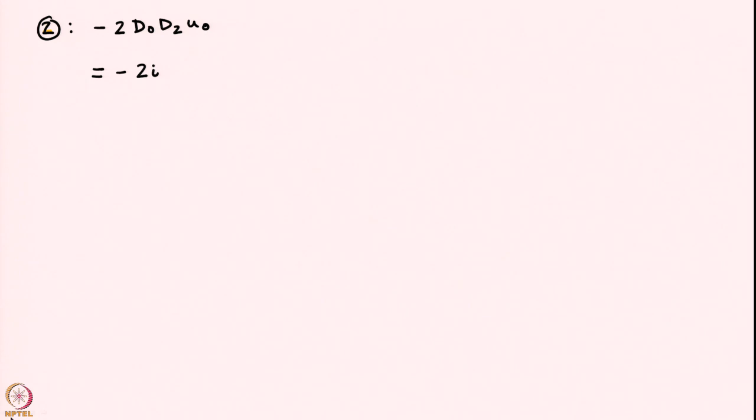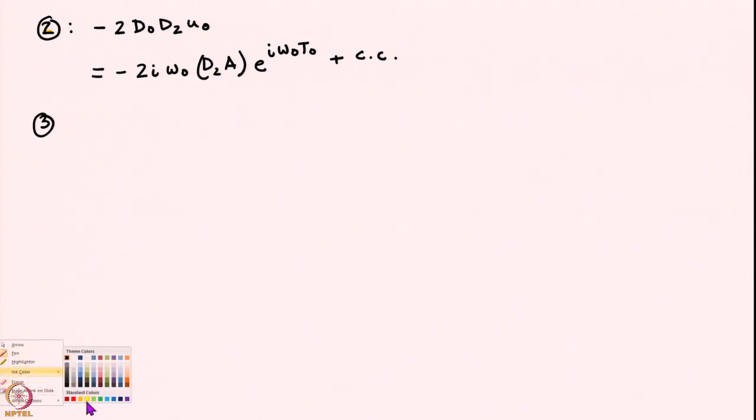So this is just twice I omega naught, that is because of the derivative with respect to d naught, into d2 into a. We can replace this d2 into a later, e to the power I omega naught t naught plus complex conjugate. This is easy to do. So this is my second term.